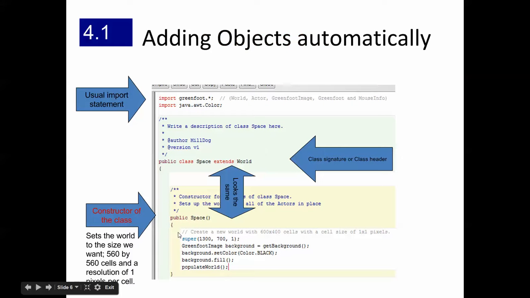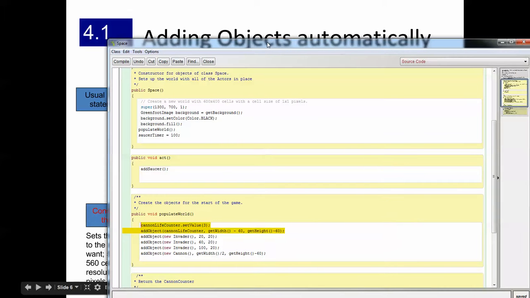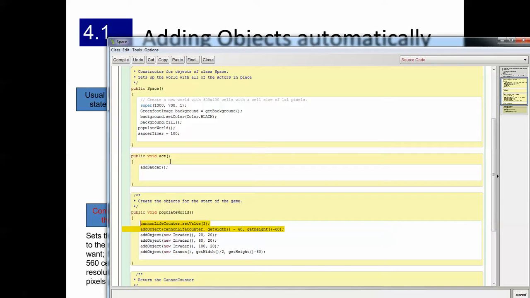We're going to add some code to the class constructor. Public Space, notice it looks a lot like the class header or class signature, except it's missing some stuff here. So we're going to do this populate world thing. Let's take a look at my Space and see what it looks like if it'll actually drag over. Come on. There it goes. There it is.